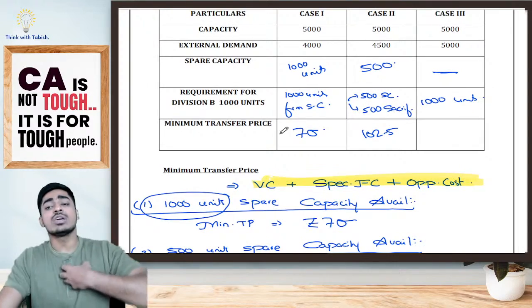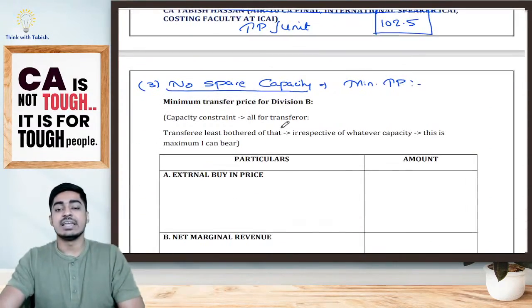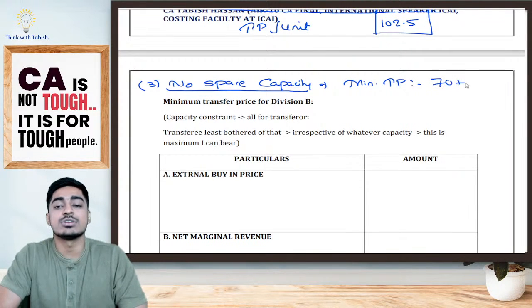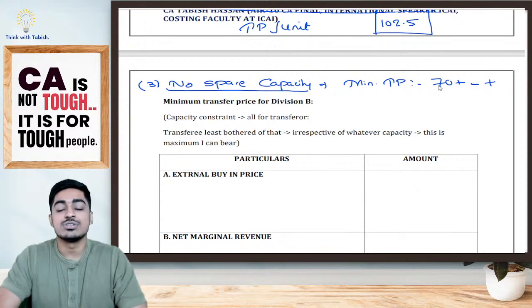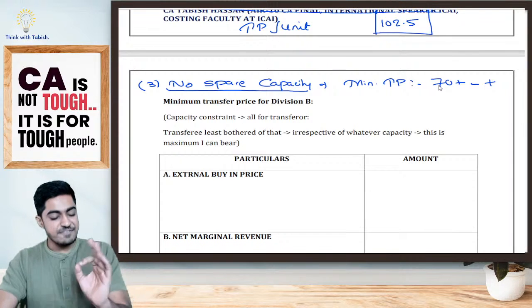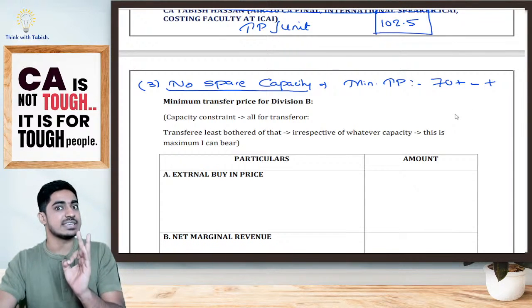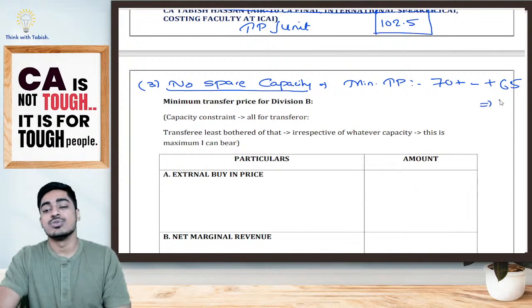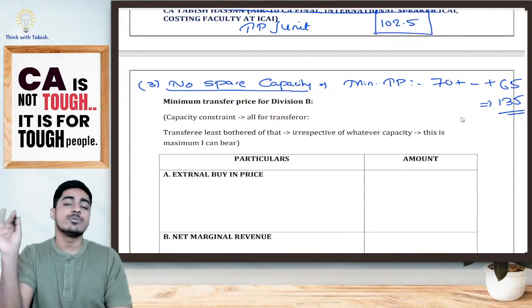Third case, all 1,000 units I am sacrificing. What is the minimum transfer price? For every unit I am incurring a variable cost of 70. Specific fixed cost is not there. For every unit I am sacrificing my external sale. I could have earned 65 rupees outside, which I'm not earning. So for every unit, you have to give me 135.